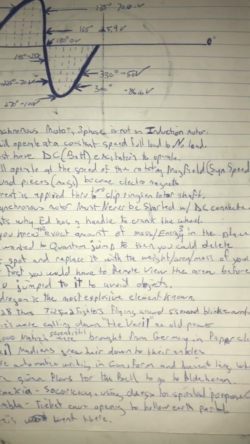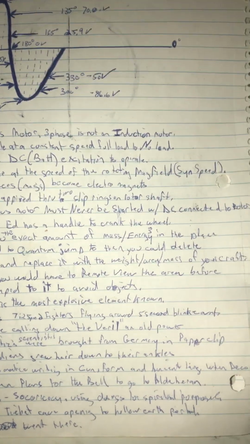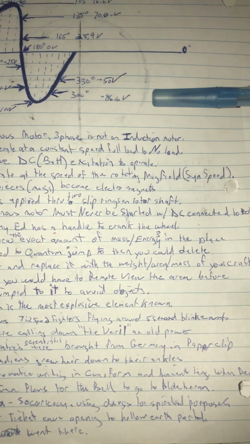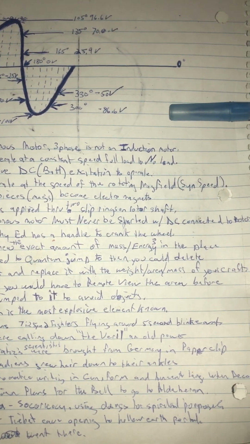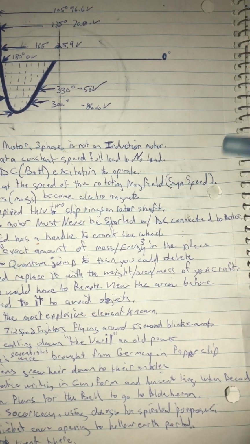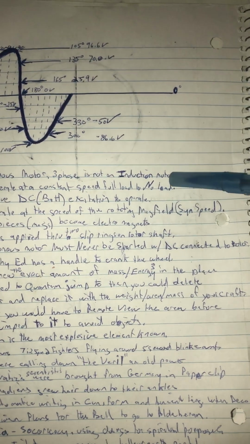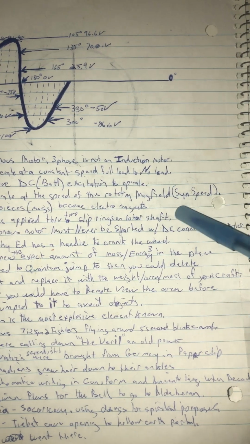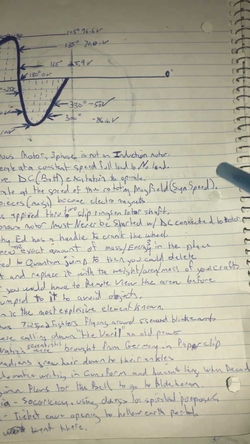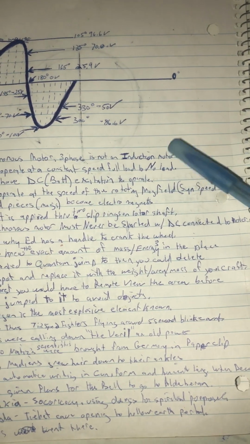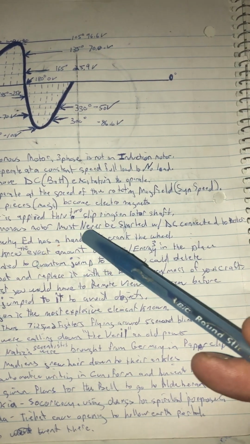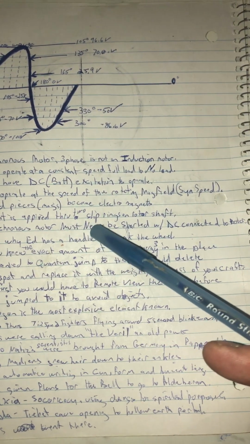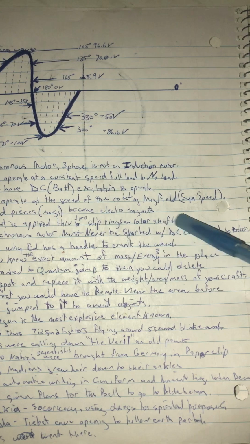So then you get into this thing called the synchronous motor, 3-phase. It's not an induction motor. It will operate at a constant speed, full load to no load. It must have a DC battery excitation to operate. It will operate at the speed of the rotating magnetic field. Wound poles or magnets become electromagnets. The current is applied through 2 slip rings on a rotor shaft.